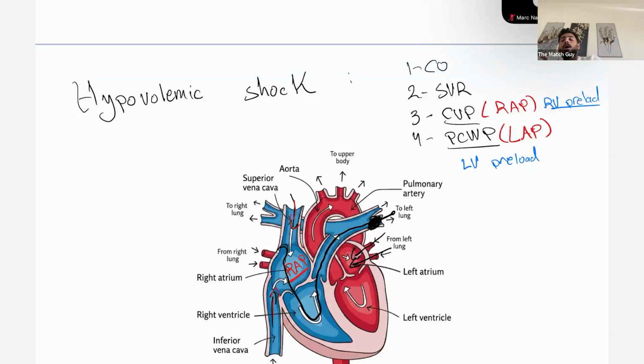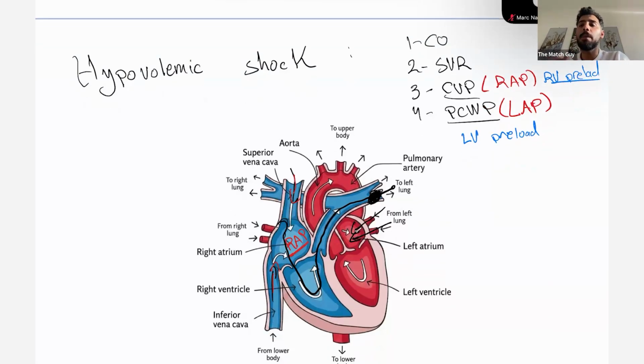Okay, now let's talk about hypovolemic shock. After we've talked about all of these variables, there is one small variable that I'm going to talk about towards the end of the lecture, since I don't think it's as high yield as these ones. And we're going to talk about hypovolemic shock first.